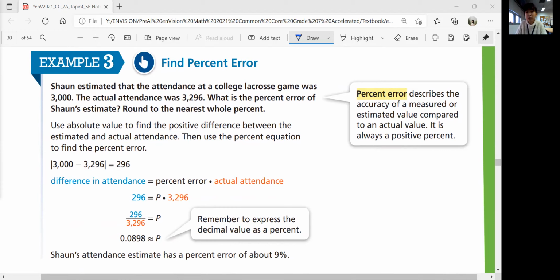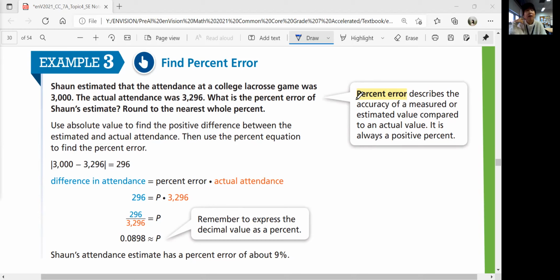That's a vocab word. Percent error describes the accuracy of a measured or estimated value compared to an actual value. It is always a positive percent. You have an estimate. We solve problems and predict using math, but then in real life, it doesn't always follow exactly as the calculations do. So that is called the percent error.